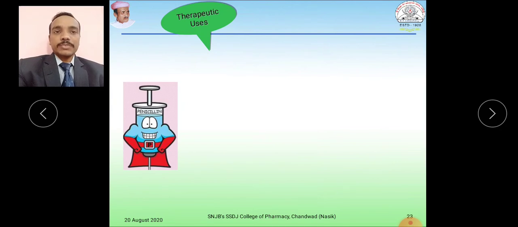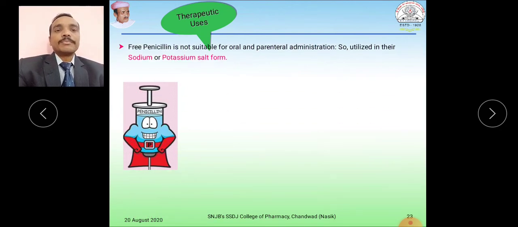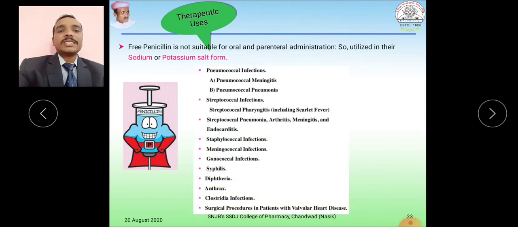Now for what purposes can we use this penicillin? The free penicillin form is not suitable for oral and parenteral administration, so it is utilized as either the sodium salt or potassium salt. These are the different uses for penicillin. It can be used for pneumococcal infection, streptococcal infection, streptococcal pneumonia, arthritis, meningitis, endocarditis, staphylococcal infection, meningococcal infection, gonococcal infection, syphilis, diphtheria, anthrax, clostridial infections, and for surgical procedures in patients with valvular heart diseases.